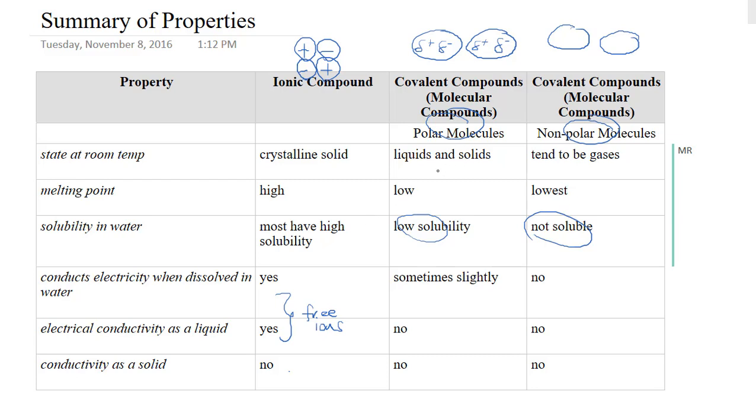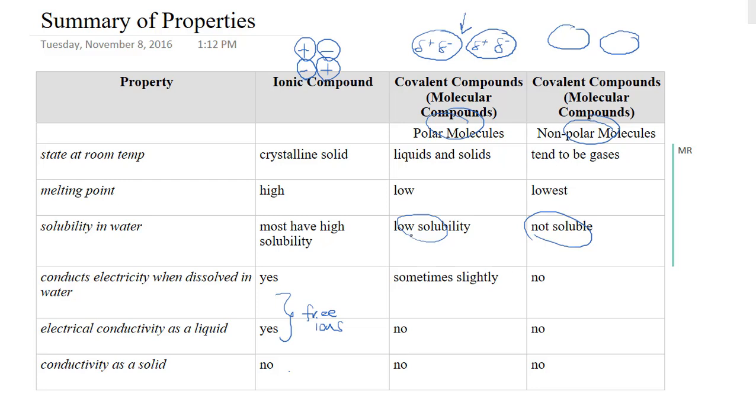For polar molecules, it's more difficult to predict their state at room temperature because there's going to be such a variety of different types of polar molecules, but they do tend to be liquids and solids. So they have a medium attraction between the molecules. It really does depend. You'll learn more about that in future courses. Their melting points tend to be lower, so we're doing a relative scale here. Because the attraction between the molecules is between the slightly positive and slightly negative, those intermolecular forces are going to be weaker than what we need to overcome in our ionic compounds. So they'll tend to have lower melting points.